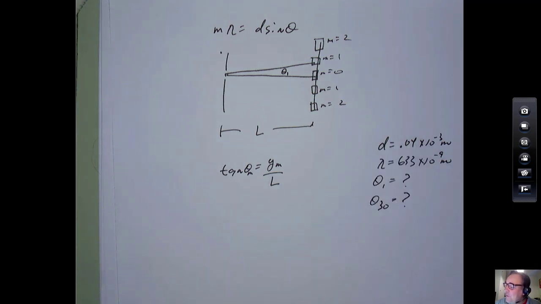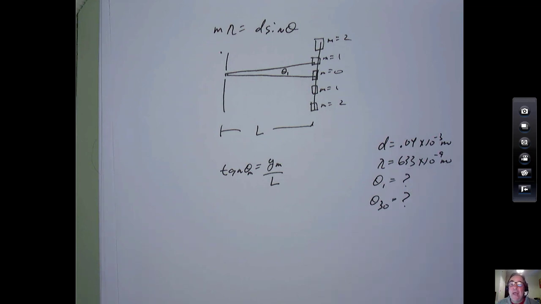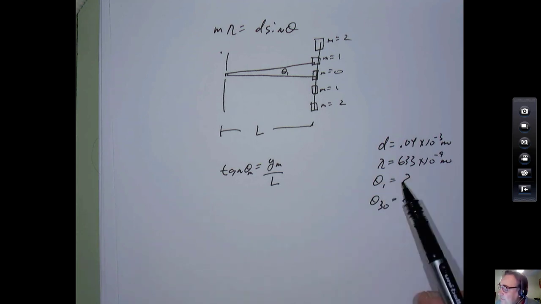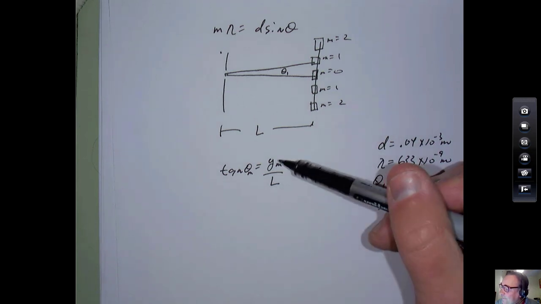Okay, so what they give you in the problem is d, the slit separation, 0.04 times 10 to the minus third meters. They give you 0.04 millimeters, but milli means times 10 to the minus third. And then the wavelength is 633 nanometers, so 633 times 10 to the minus ninth meters. And we want to get theta 1, and we want to get theta 30. I didn't have room to draw theta 30 on there. I'm just going to get theta 1 for us, and then you can do the same thing to get theta 30.